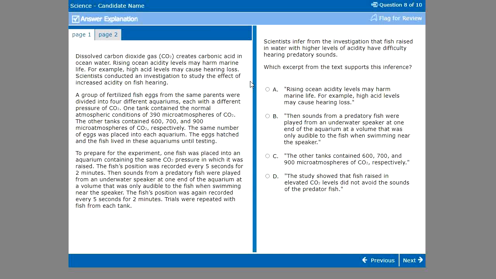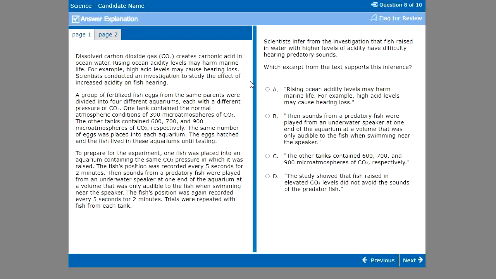The same number of eggs was placed into each aquarium. The eggs hatched and the fish lived in these aquariums until testing. To prepare for the experiment, one fish was placed into an aquarium containing the same carbon dioxide pressure in which it was raised. The fish's position was recorded every 5 seconds for 2 minutes. Then sound from a predatory fish was played from an underwater speaker at one end of the aquarium at a volume that was only audible to the fish when swimming near the speaker. The fish's position was again recorded every 5 seconds for 2 minutes.